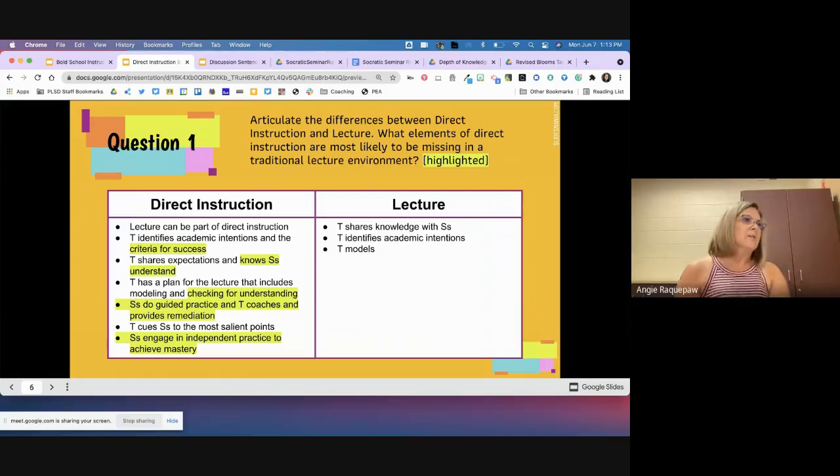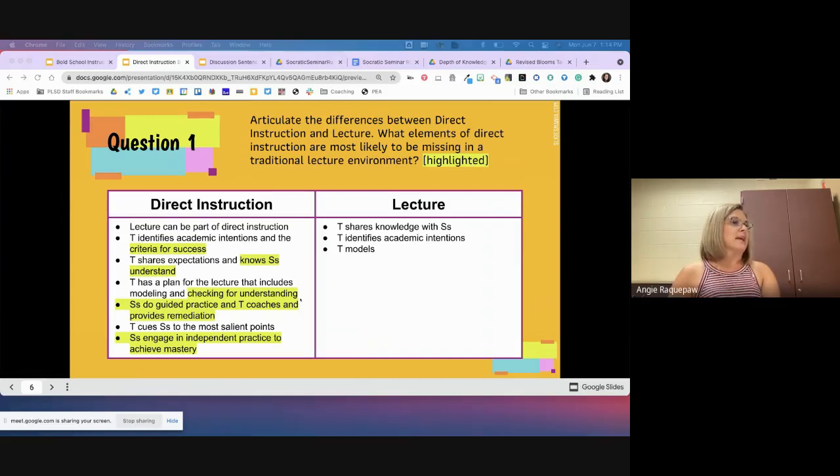If you're talking about direct instruction, people always think about lecture, but there's actually a difference between direct instruction and lecture. In a lecture, the teacher is sharing the knowledge with the students, the teacher identifies the intentions, and the teacher models. Notice the teacher does everything. But lecture can be a part of direct instruction. The teacher still identifies their academic intentions, shares those expectations, and knows that the students understand. So at some point, students have to let you know what they've gotten, so they're participating.